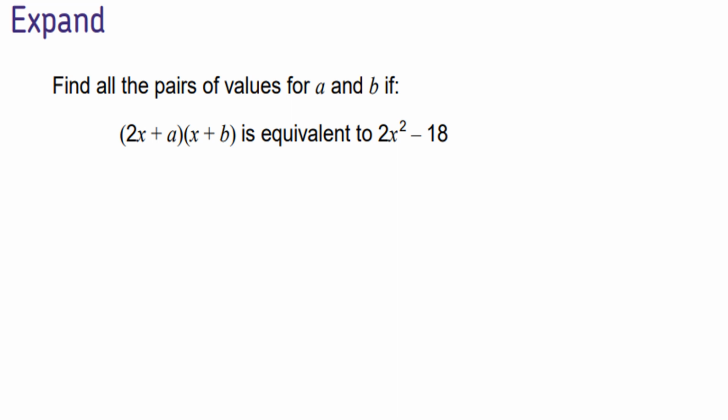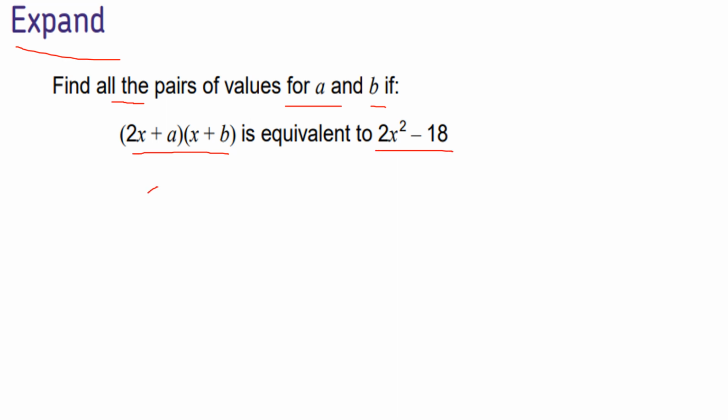Okay guys, so let's look at this problem solving question involving expanding a pair of brackets. So, expanding double brackets. It says find all the pairs of values of a and b if 2x plus a times x plus b is equivalent to 2x squared minus 18.